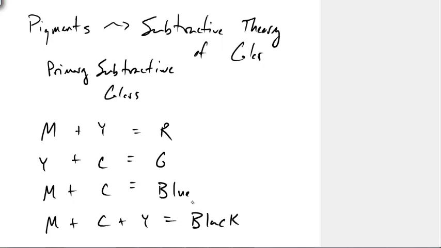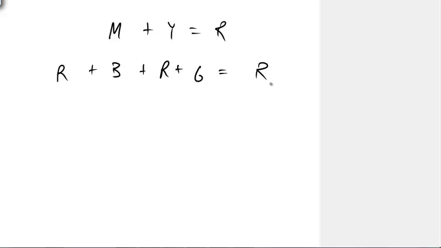So let's talk about why this happens. We're going to start with the red one. I'm going to treat this kind of like a math problem. I'm sure they're excited about that. Magenta plus yellow equals red. How did we get magenta when we added light together? Magenta was red plus blue. And how did we get yellow? It was red and green. And somehow that only equals red.